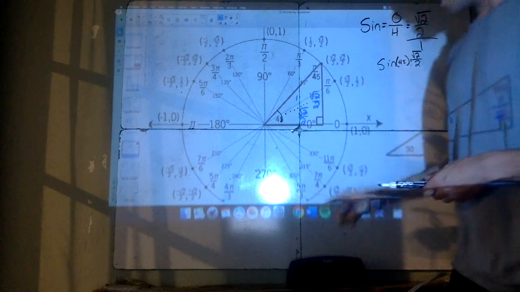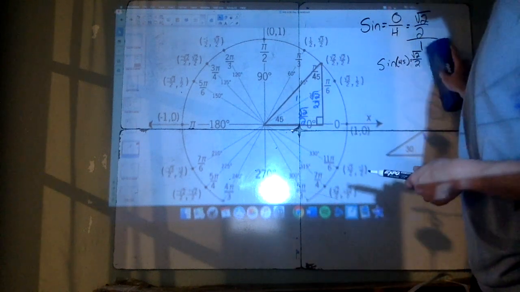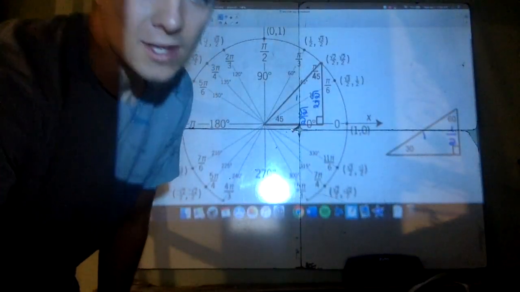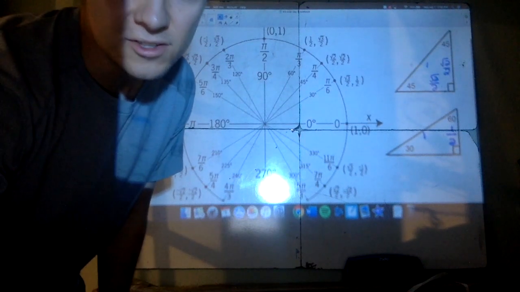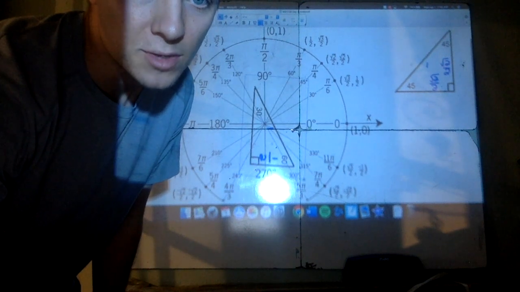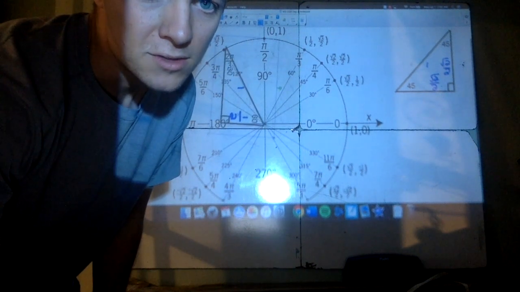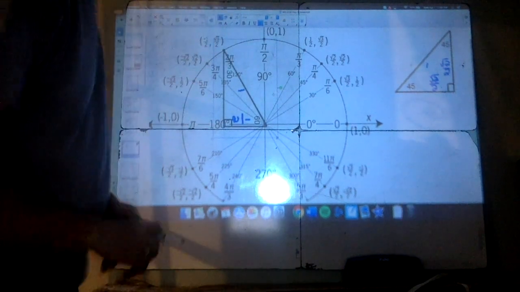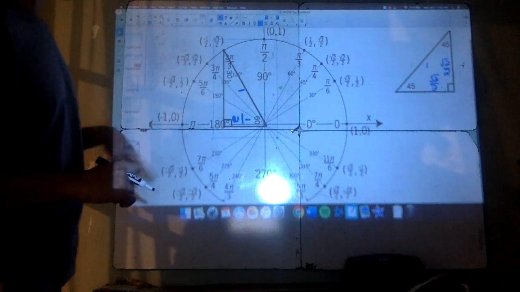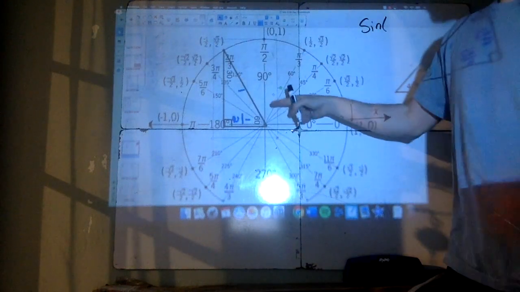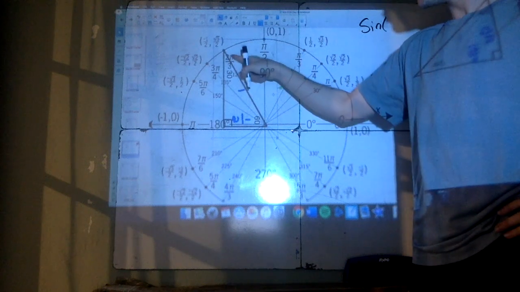If we did another one, what about if we used our 30, 60, 90 triangle? I'm going to move this one out of the way and let's do a different angle. Let's rotate this. How about this one right here? I'm going to fit that in. Let's rotate a little bit. There you go. We want to find the sine of that angle, and this time let's use radian measure. So this is 2 pi over 3.